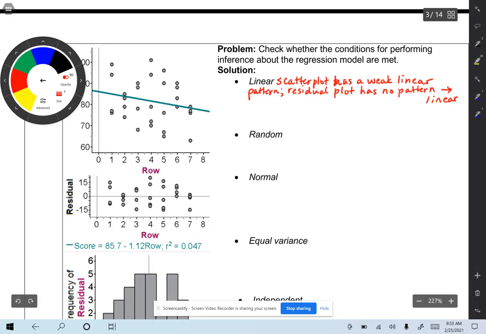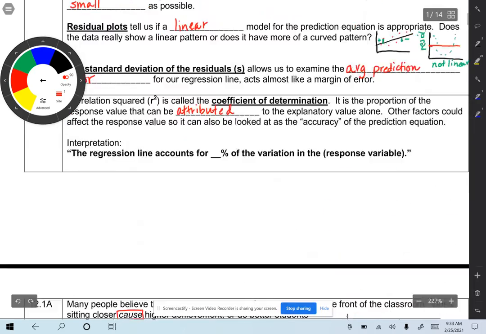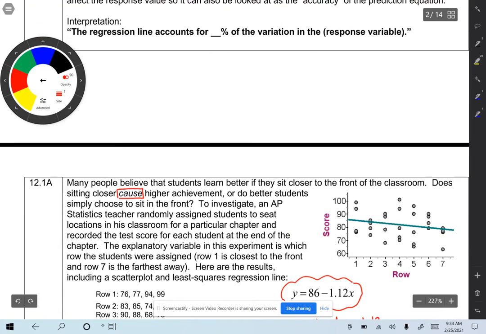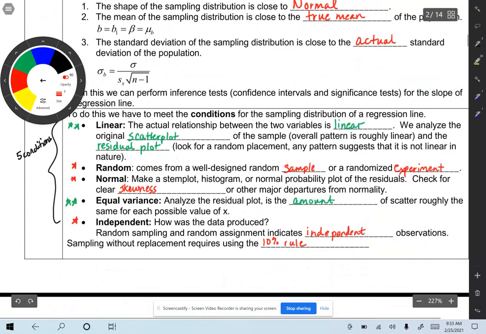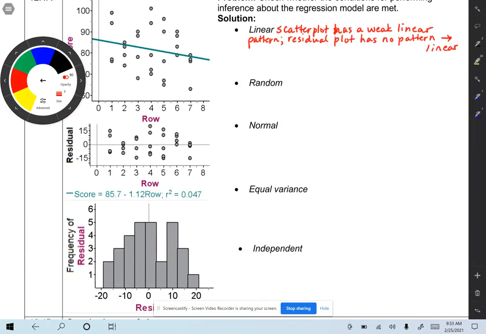Okay, for the random condition, if you look back at the problem, it says the teacher randomly assigns seats. So random assignment, this is an experiment. So we want to establish cause and effect. So random assignment of seat placement.